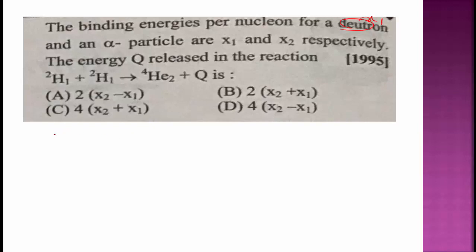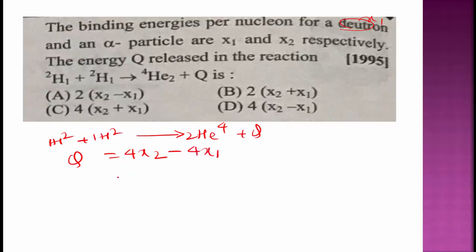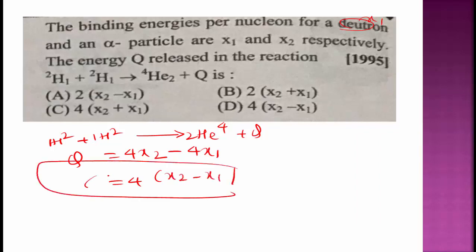Using this concept, we can write 1H2 plus 1H2 gives 2He4 plus Q. Here the energy released is Q equals 4x2 minus 4x1, so we get 4 into (x2 minus x1). It is a simple concept. This much energy is released, as the binding energy per nucleon for deuteron is x1 and the deuteron nucleus is given 2x1 energy. Option D is the right answer.